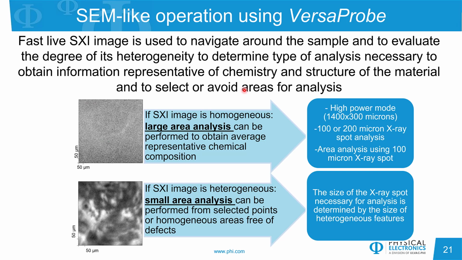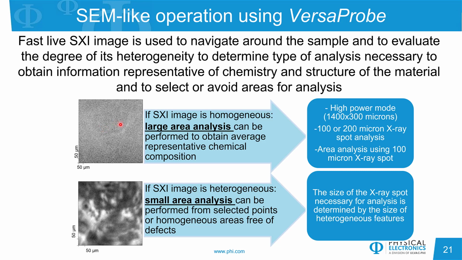So having looked at all of these SXI tools, this is the approach that we usually take and that we recommend. We can use SXI images as an easy, fast way to navigate around the sample and to evaluate the degree of heterogeneity so that then we can determine what type of analysis we should perform, large area or small area. So when you have SXI images that are homogeneous, then your average composition will be representative of the sample chemistry.